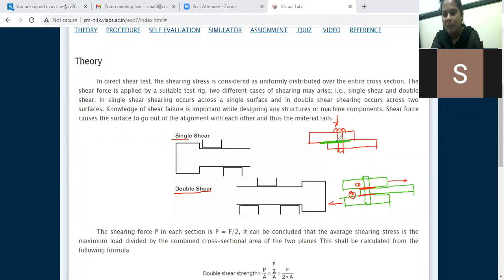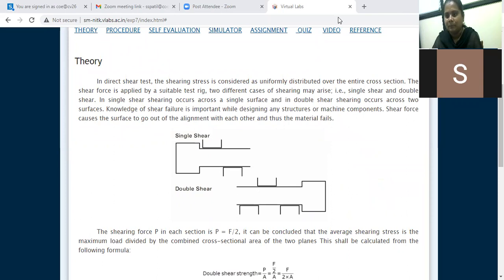So the shearing depends on how many plates are connected. When two plates are connected, definitely one shearing occurs, so between two surfaces only one shearing occurs. Here three surfaces are there, but shearing occurs in two portions. So this is called double shearing. This is all about single shear and double shear.